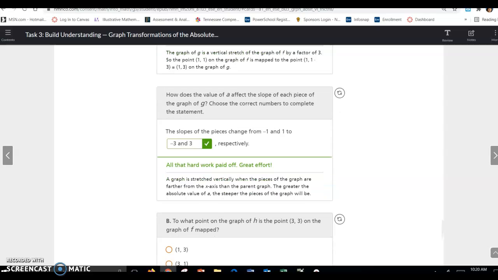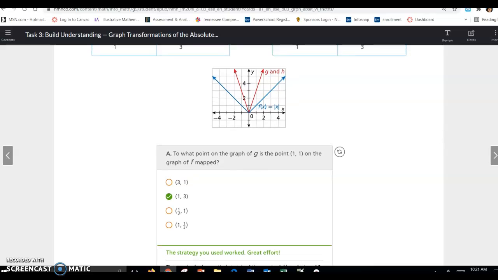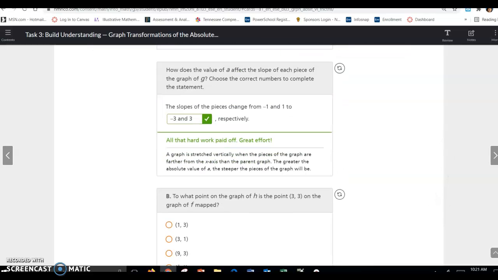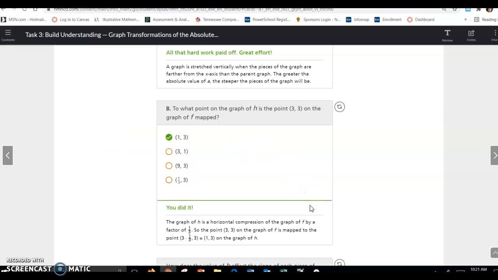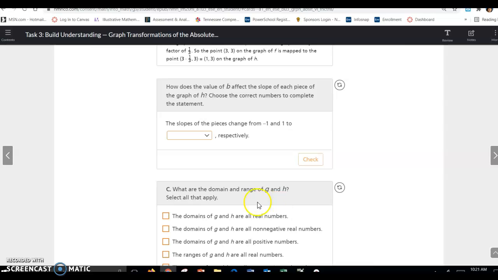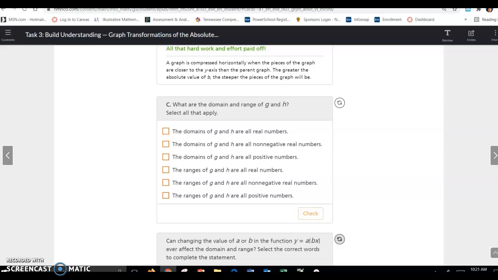To what point on the graph of h is the point 3, 3 on the graph of f mapped? It would be the same thing because g and h are the same. So it's going to be 1, 3. And how does it affect the slope? The exact same way, because again, f and g are the same. So -1 goes to -3, and +1 slope goes to +3.